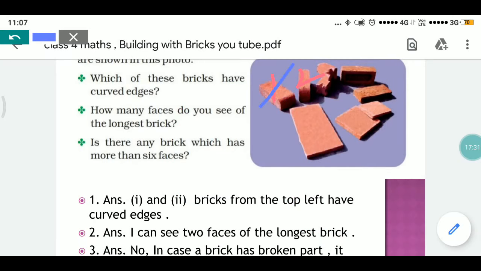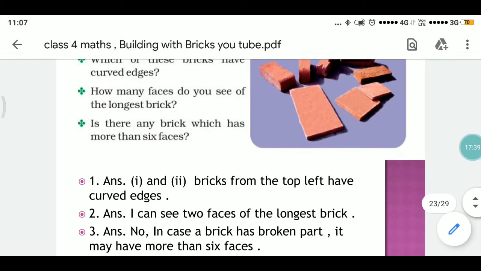Students, from the left side, the first and second bricks from the top left have curved edges. How many faces do you see of the longest brick? Students, look at the longest brick. You can only find 2 faces of the longest brick.